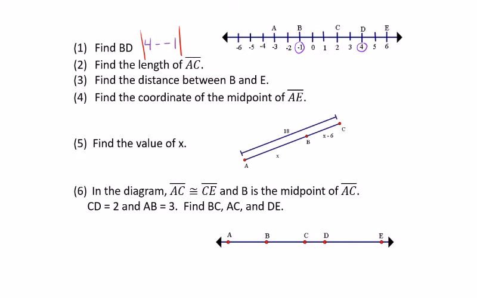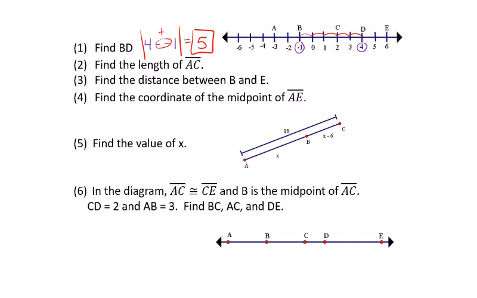So 4 minus negative 1 is the same as 4 plus 1, which is 5. So BD is 5. You can also count: 1, 2, 3, 4, 5. So that's another way to find that value. But sometimes you may be given just the coordinates and not the number line, so it might be easier to use the coordinates, or it might be that they're so far apart that it'd be a lot more time consuming to count than just to subtract.